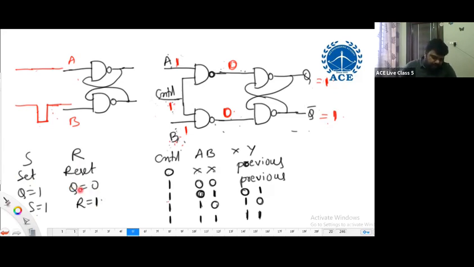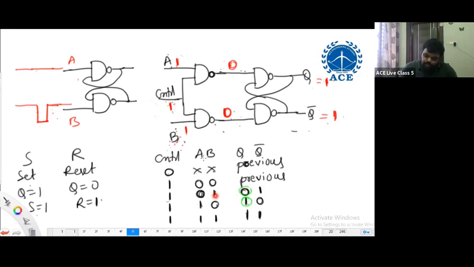Once you are deciding X and Y are Q and Q bar, if I say these are Q and Q bar, in these two, which one is S, which one is R, we need to decide. If you are observing, here it is setting. Am I right? Q is setting. And here it is resetting. So setting when S equals 1, resetting when R equals 1.